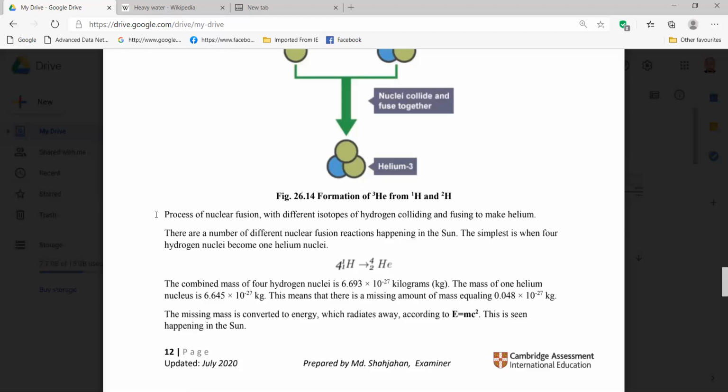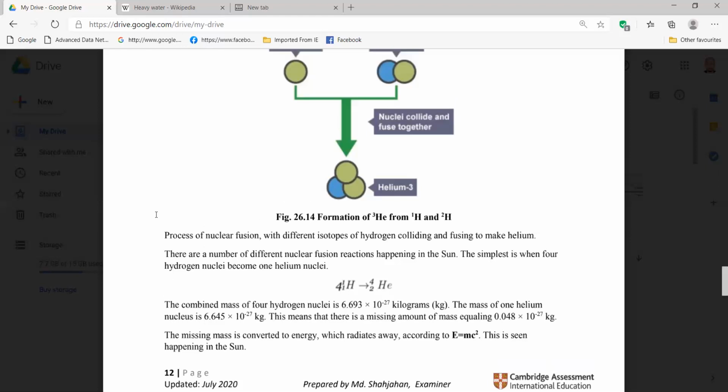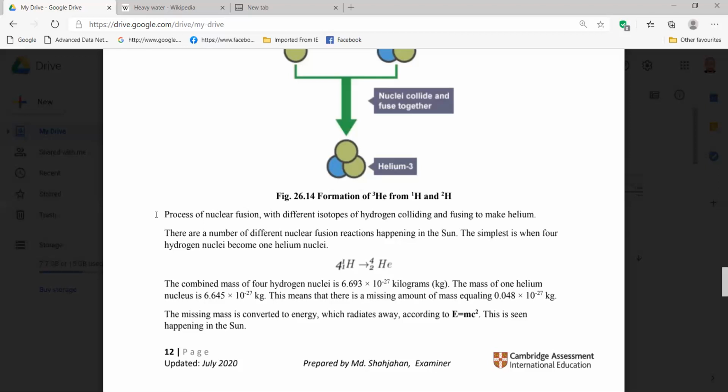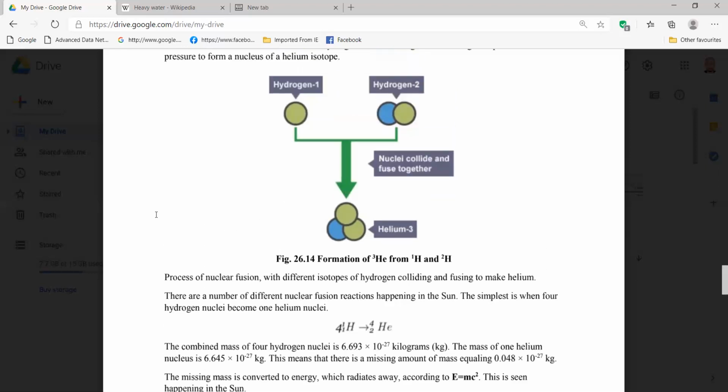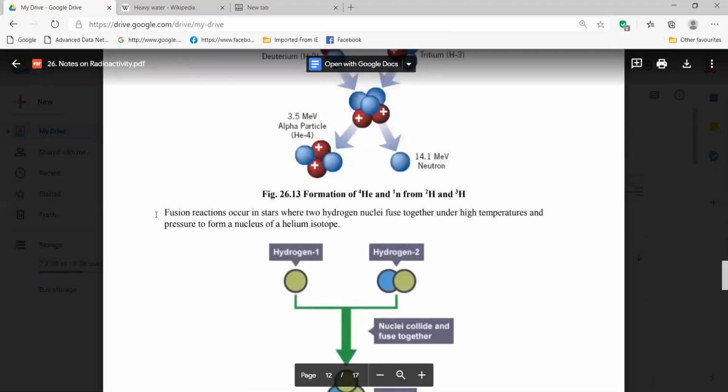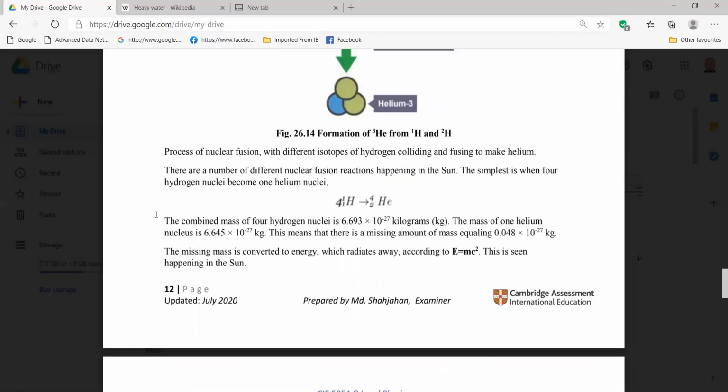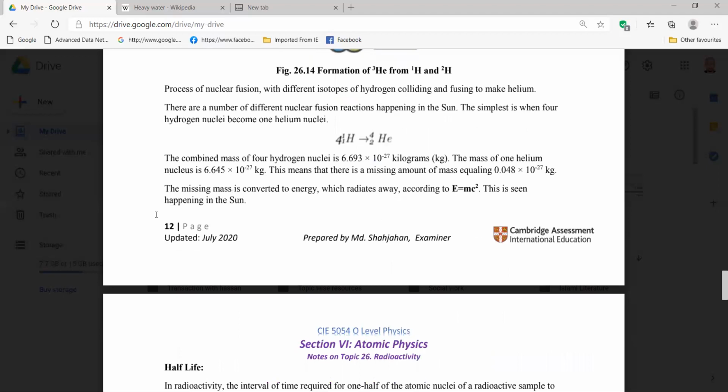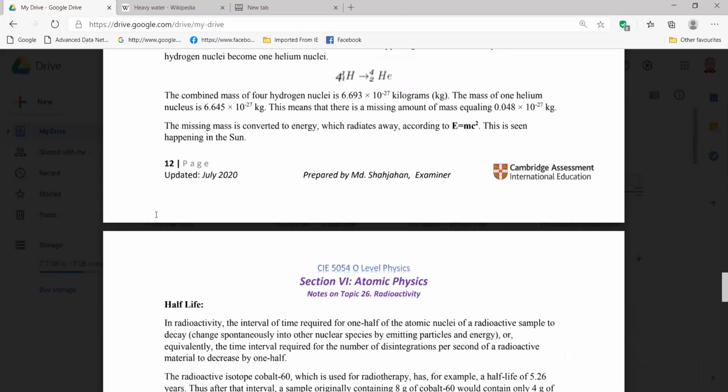The more mass defect we get, the more energy will come out, right? To get more mass defect, we need more reactions. The sun or the stars which have more fusion reactions have more light energy and more heat energy. Is it clear, everyone? Hello? Yes, sir. Okay, now we are very close.